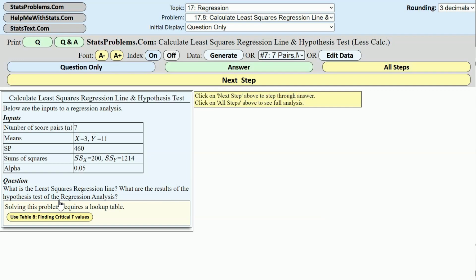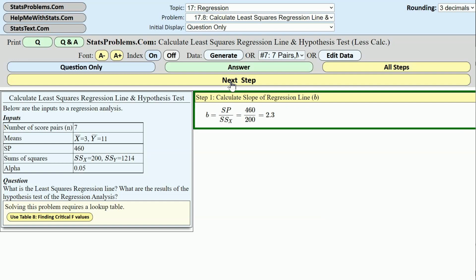What is the least squares regression line? What are the results of the hypothesis test of the regression analysis? Let's step through the solution by clicking on the Next Step button. In Step 1, we calculate the slope of the regression line, b. The slope, b, equals the sum of products, SP, divided by the sum of squares x, SSX. In this example, b equals 460 divided by 200, which works out to 2.3.